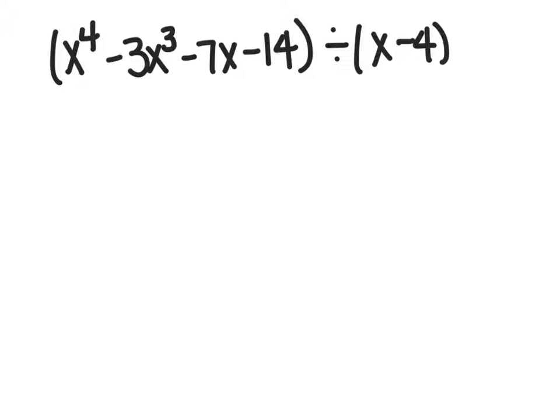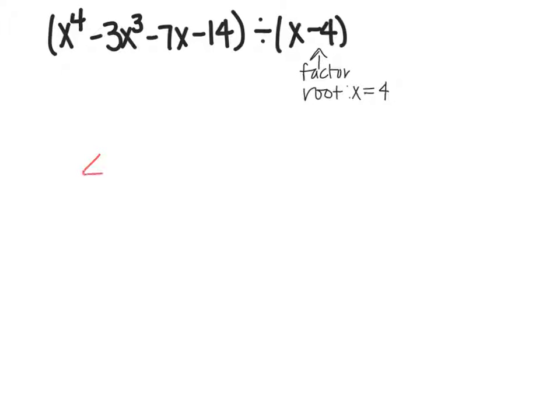So I have x to the 4th minus 3x to the 3rd minus 7x minus 14. I'm dividing it by x minus 4. So this is what we're calling our factor. Then our root is going to be x equals positive 4. So I'm going to set up my problem. My root of 4 is going to go here on the outside. So this 4 is what goes on the outside.